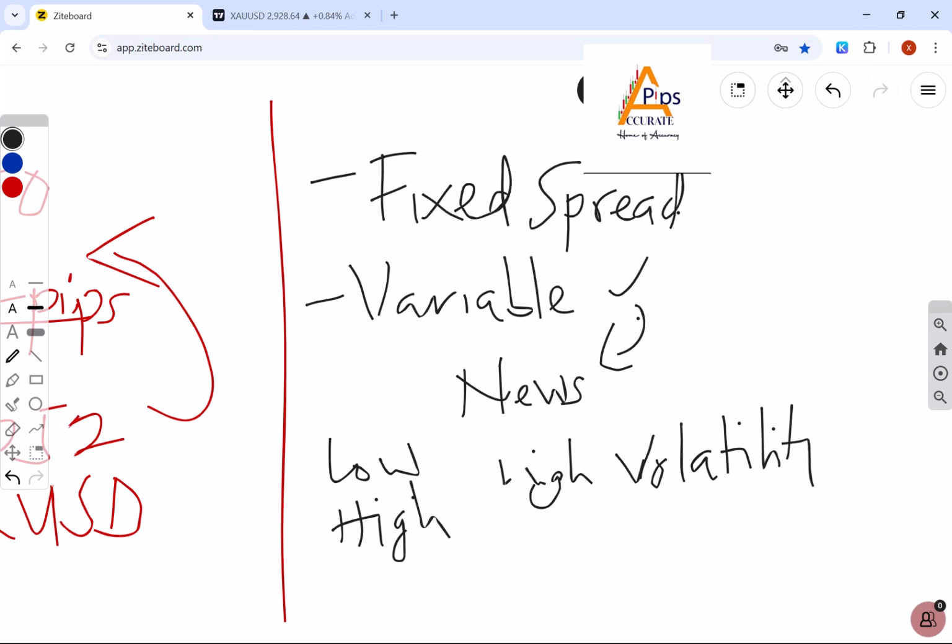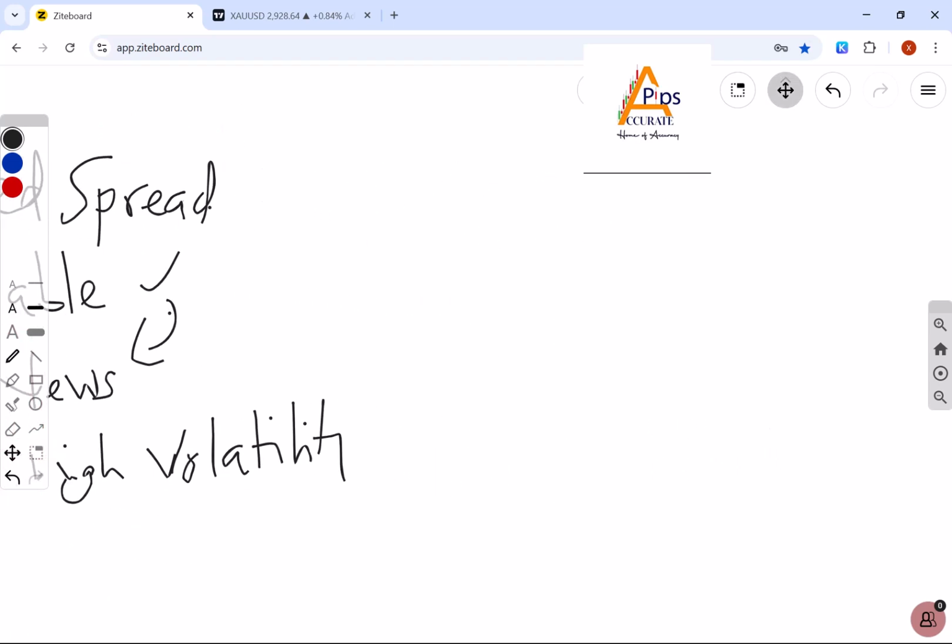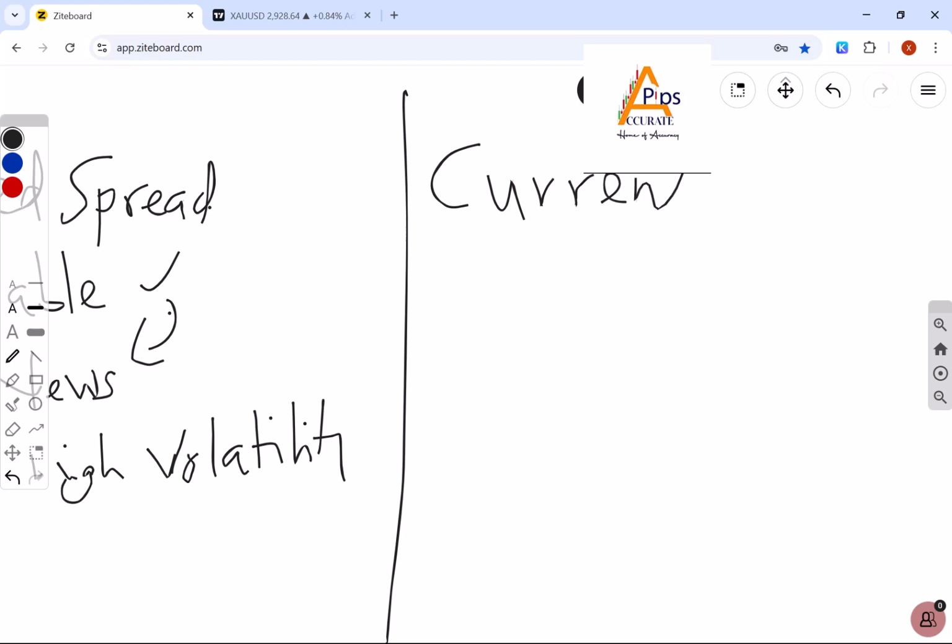All right. Now let's move to the next thing. I want to talk about the current price. We've talked about spread, the ask price and the bid price. Now let's look at the current price. When we talk about the current price in forex trading, it is the last traded price of a currency pair. The last price that the currency pair is traded at.